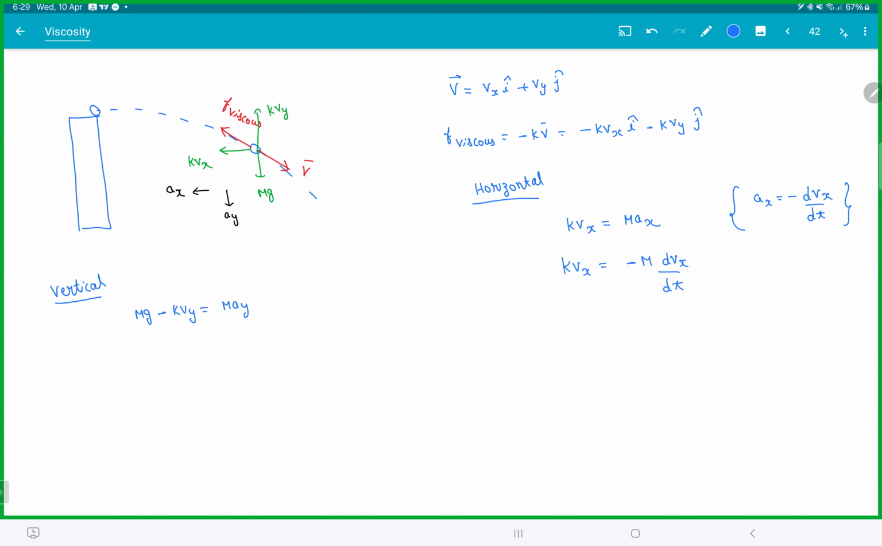Adrit, that looks weird. Your dimensions are not matching. What you wrote, g minus k into e power something, the dimensions are not matching.